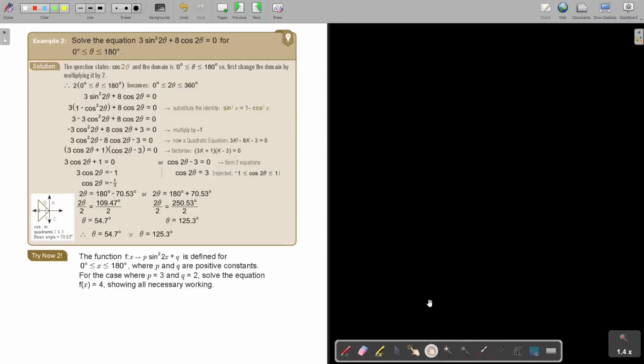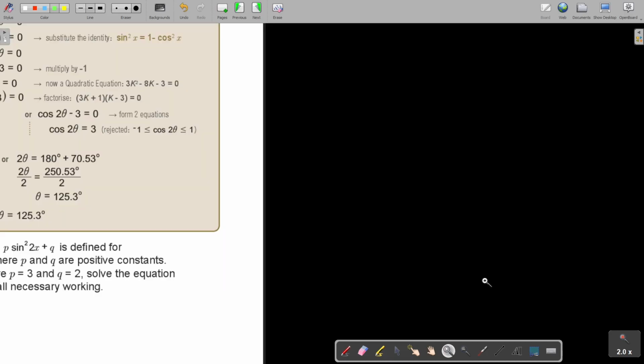AS Level Trigonometry Exam Preparation Questions Part 2. Let's continue with another example. Example 2. Solve the equation, and then I give you the equation, 4 theta is bigger than 0 and smaller than or equal to 180. I'm just going to make it a bit bigger.